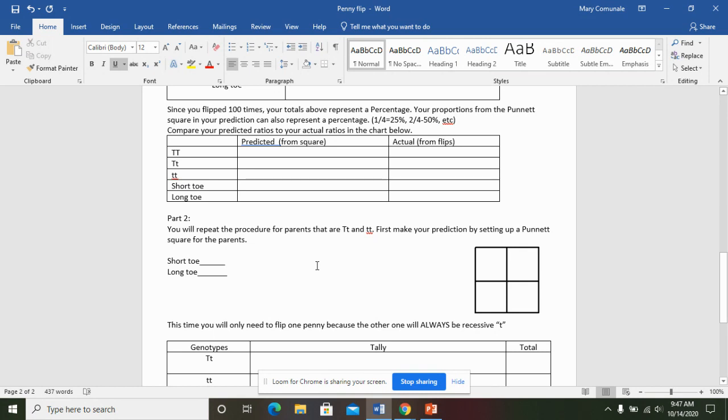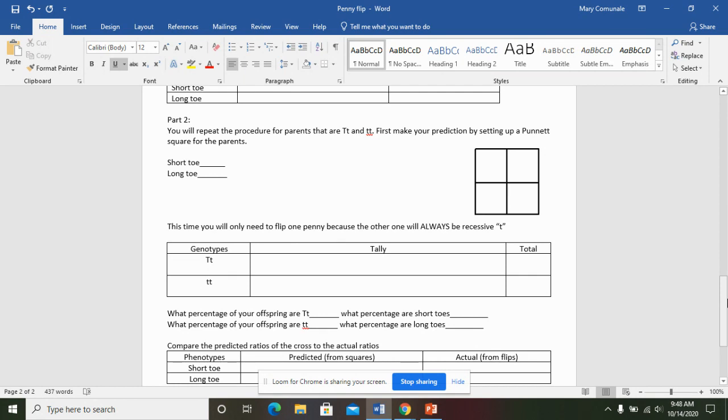Then you're going to move on to part 2, and you're going to repeat the procedure for parents who are big T, little t, and two little t's. First, make a prediction by setting up a Punnett square. So you're going to put your heterozygous form across the top, your homozygous recessive form across the bottom. Do that square and tell me how many would have a short toe versus how many would have a long toe. This time you will not need a partner. You can do it completely by yourself.